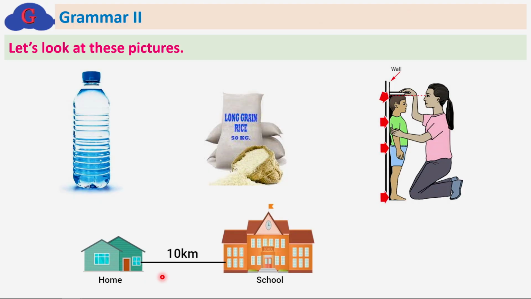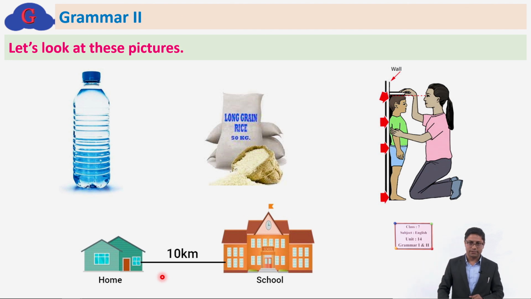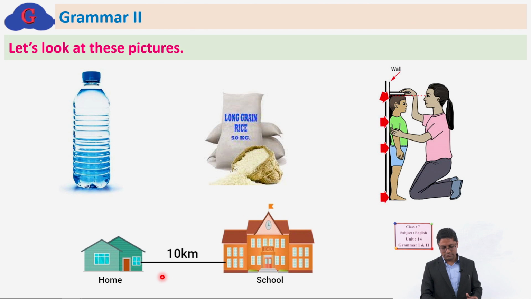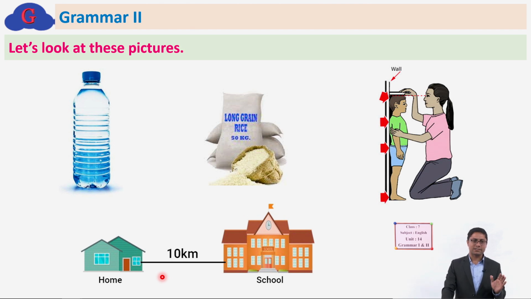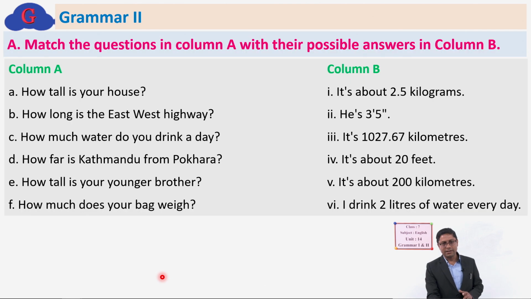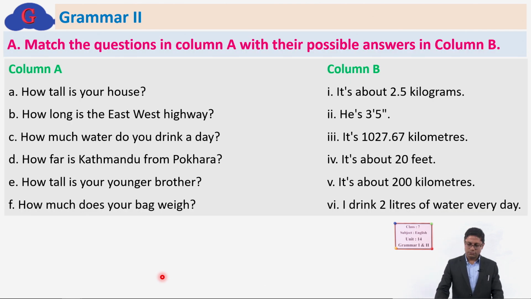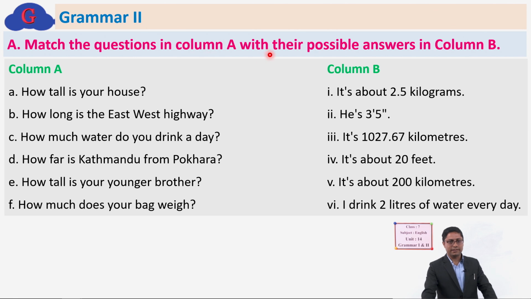From these things, I hope you have already guessed what we are going to do in this activity. We are again going to talk about quantity. We are going to ask questions to learn the quantity. Look at exercise A in your book. It says, match the questions in column A with the possible answers in column B. In column A we have 6 questions, and in column B we have 6 answers. Now you need to match these questions with answers. Can you do it? All right, very good.